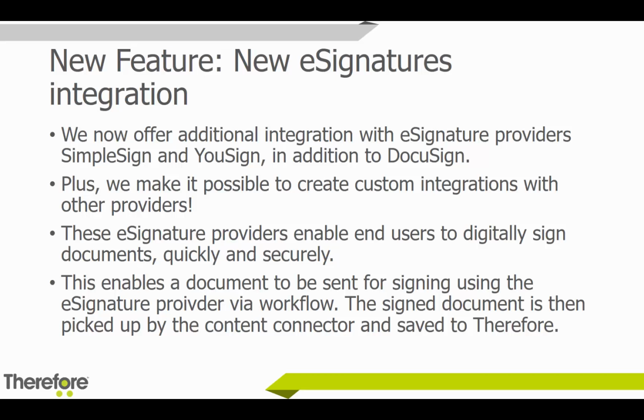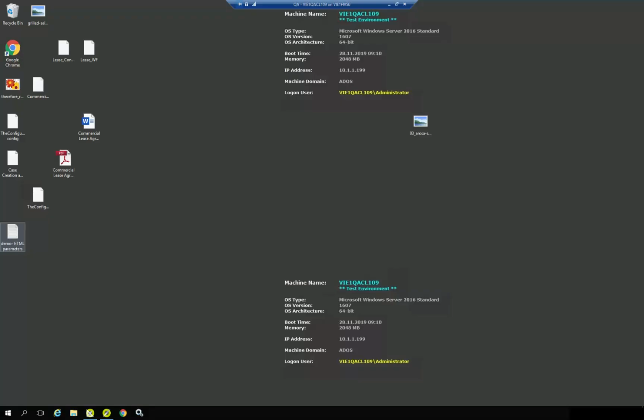Common types of use cases would be, for example, a real estate company who sends out lease agreements, an insurance company who needs to send out contracts for signing, anything where a customer has a lot of documents that are sent out, need to be signed and then returned. This is a really, really nice solution that just closes the loop in terms of getting those signed documents back into the Therefore system.